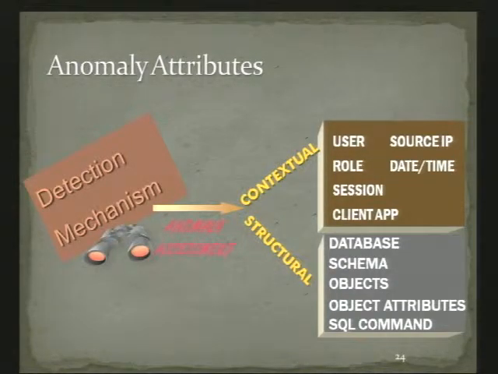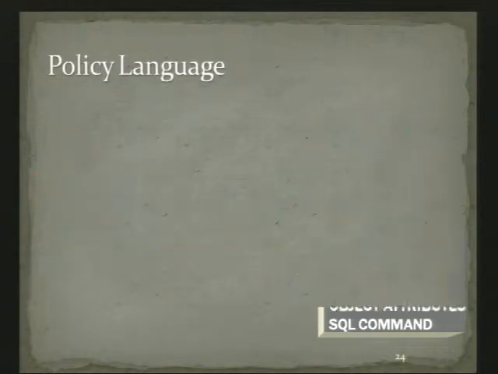These anomaly attributes act like an interface between the detection mechanism and the response mechanism. And when we talk about a response policy, we are going to define a policy based on these attributes itself. We're going to look in the next couple of slides at what a policy language looks like.